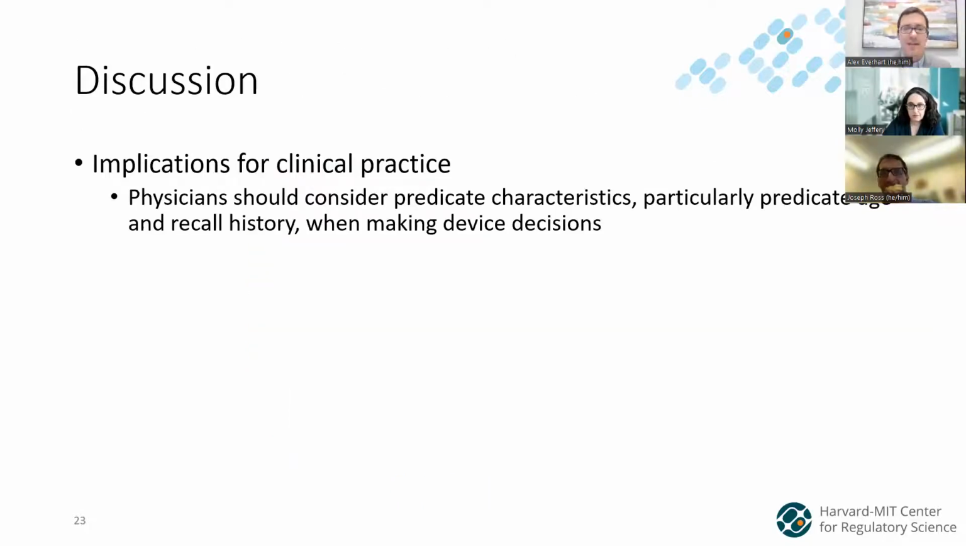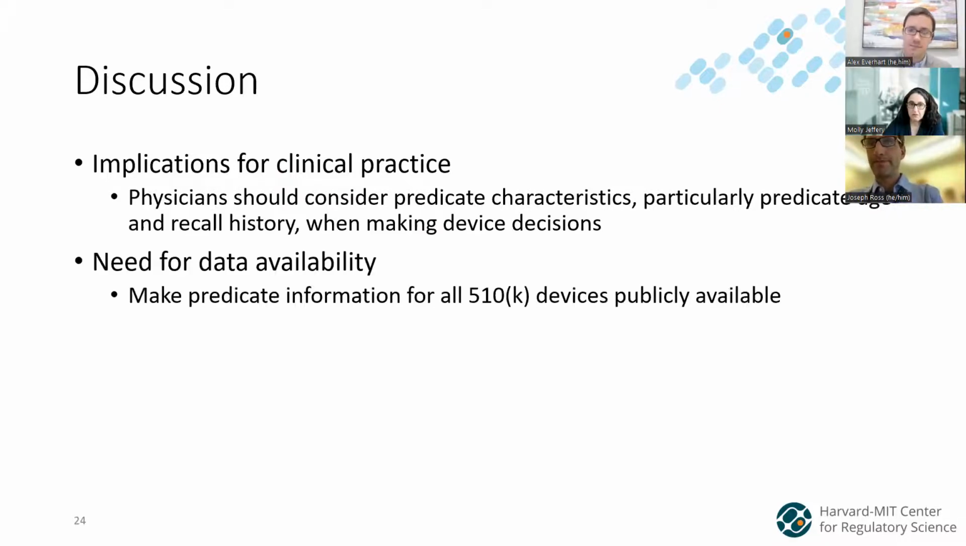What are the takeaways? I think the findings from our work have implications for both clinical practice and regulatory policy. Regarding clinical practice, I think the implications are pretty straightforward. Devices that cite newer predicates or predicates with ongoing recalls have higher recall risk. So absent any changes to regulatory policy, physicians should take those predicate characteristics into consideration when deciding which medical devices they might use in surgeries or clinical practice.